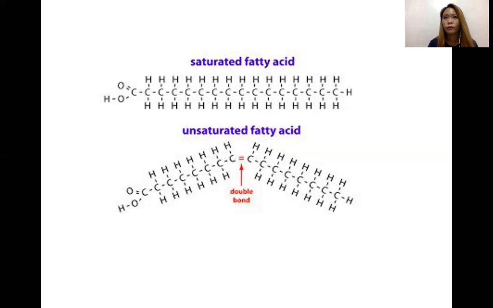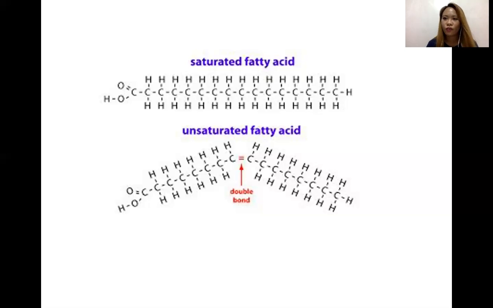Your butter and your margarine are solid at room temperature. So that means those are saturated fatty acids. Whereas your unsaturated fatty acids are all of your oils: your palm oil, your canola oil, your olive oil, your fish oil. Those are all unsaturated fatty acids because they are liquid at room temperature.